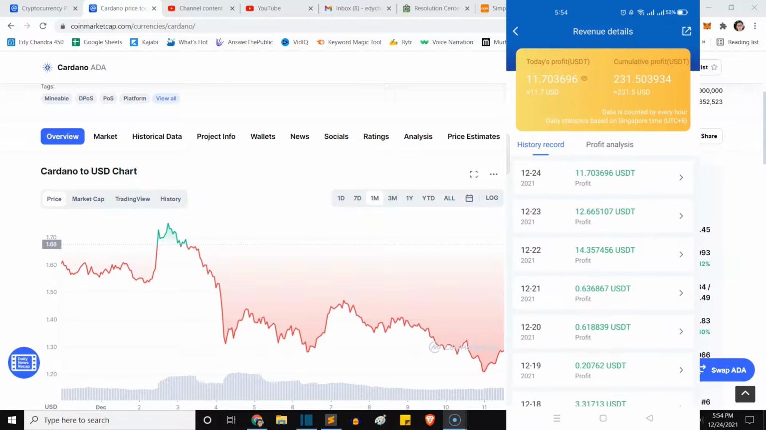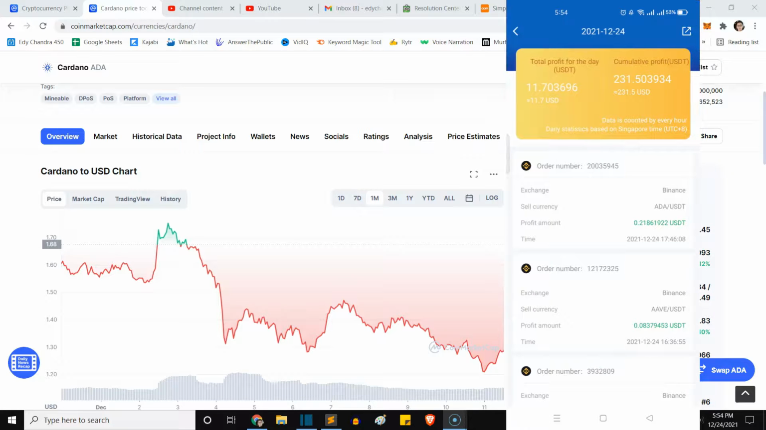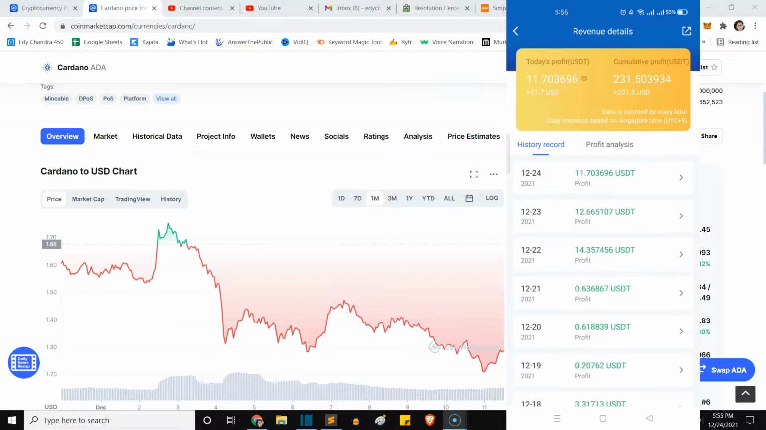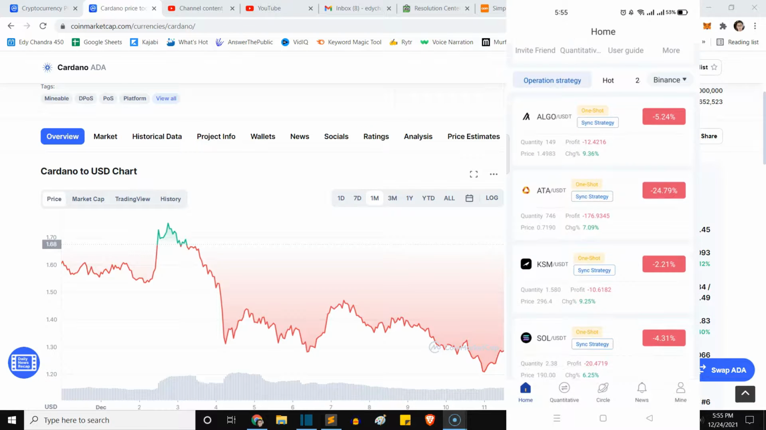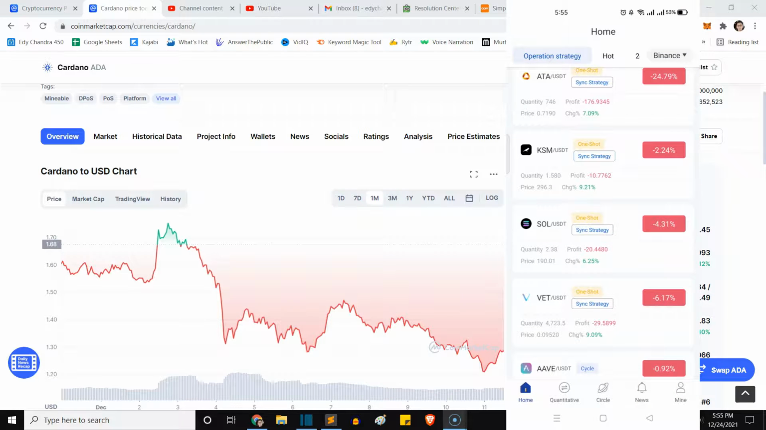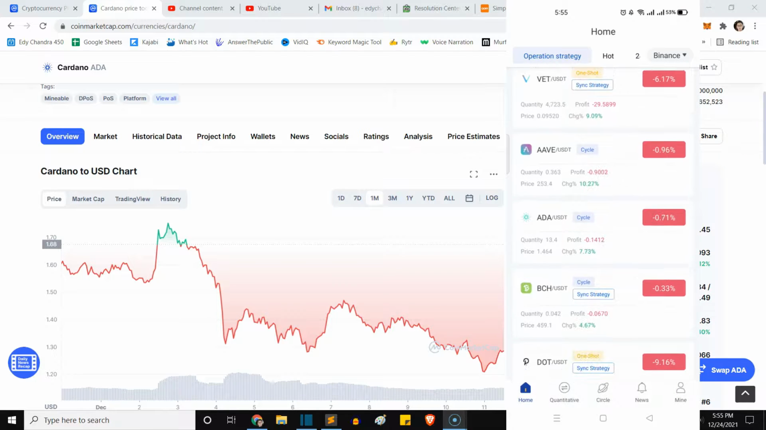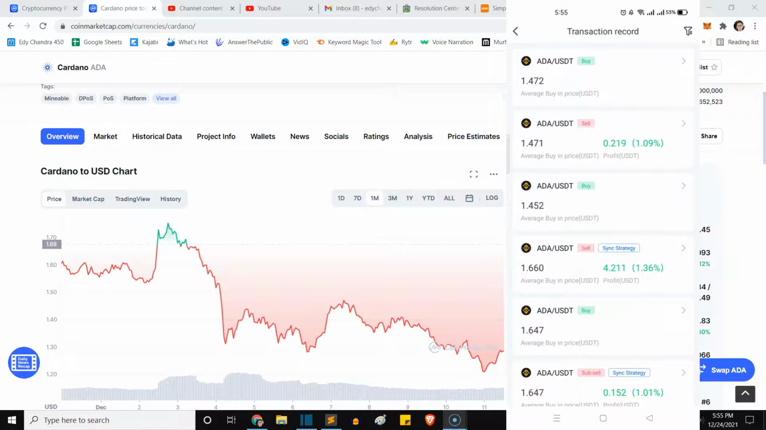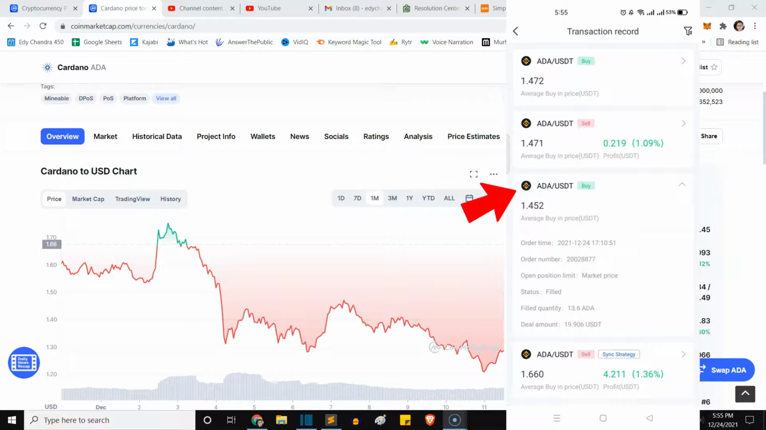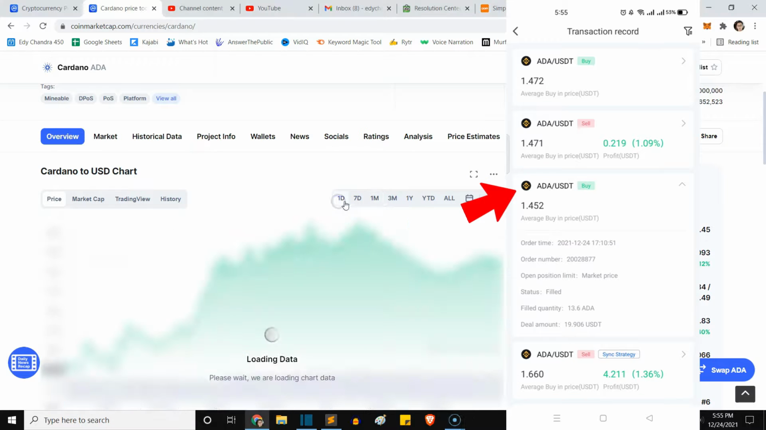Okay, guys, I will show you the result. Okay, this is the result. ADA, you can see we already made $0.2 profit from ADA. We just started a few minutes ago. While I'm editing this video, we already got the result, so I'll show you. So you will see this is our manual trade. We started right here, guys, which is today, around 5:10. Let me show you today's chart.